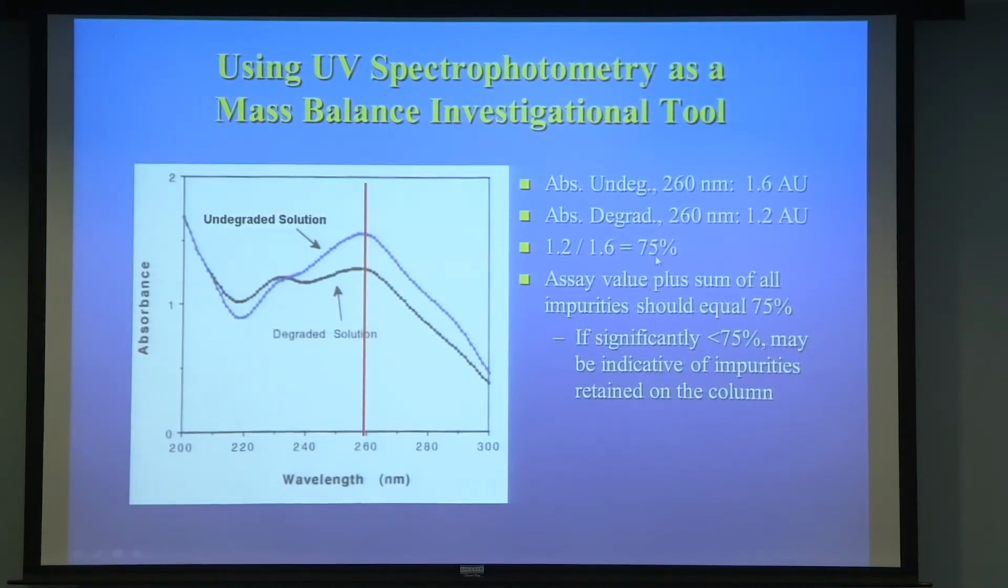So you would only expect to have 75% mass balance if you monitor at that wavelength, if everything comes off the column. If you had less than 75%, you know you're losing something on the column or you're not detecting it.